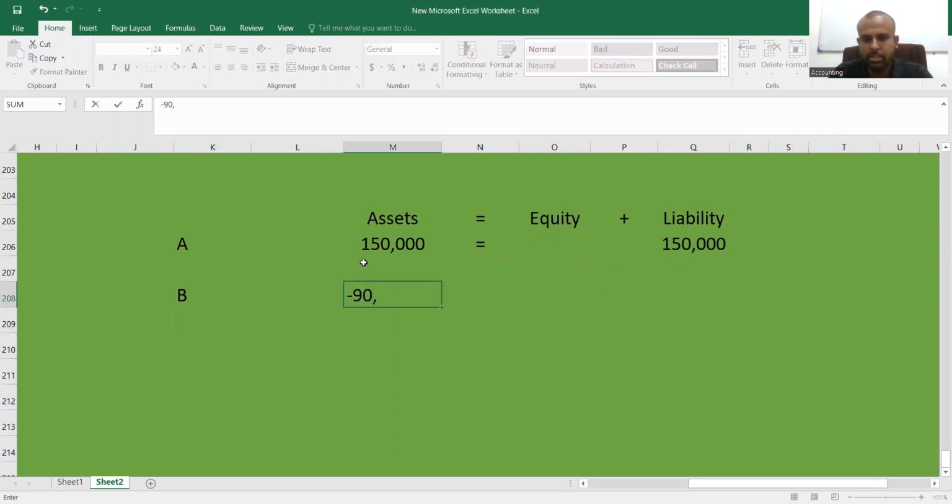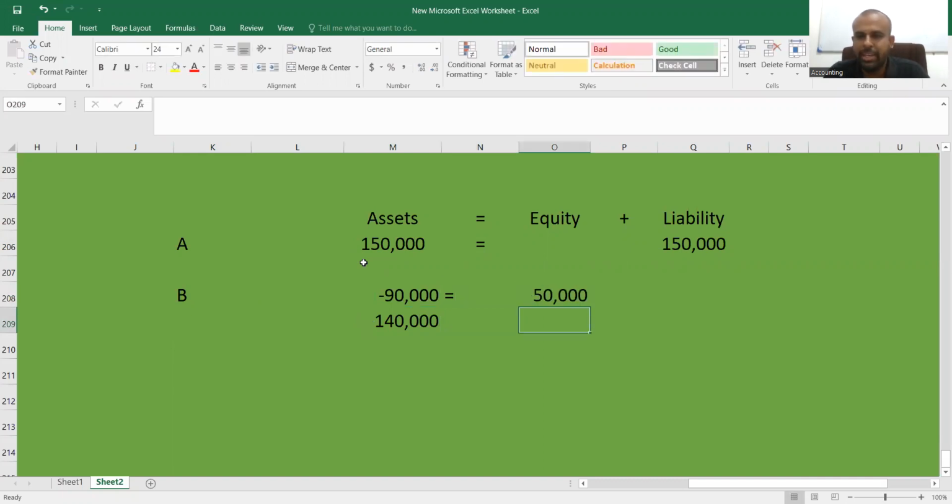90,000 was stock, you sold for 140. Then your profit figure increased by how much? Rupees 50,000. Equity increased by 50,000. When you sell 90,000 worth of stock for 150, you earn a profit of 50,000. Right. These are the effects on the given transaction. Look at the next one.